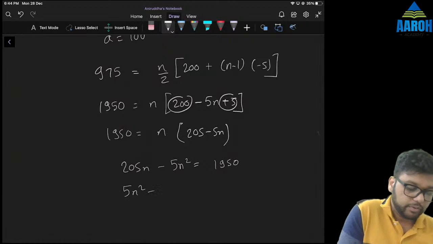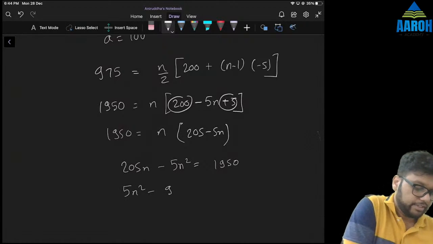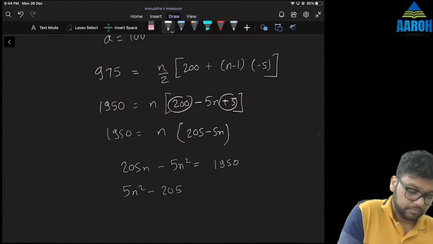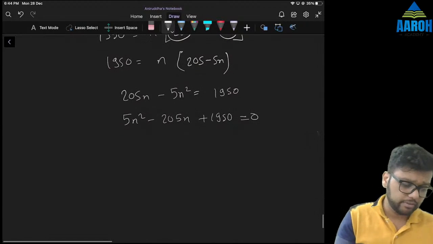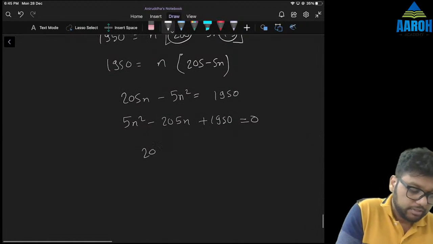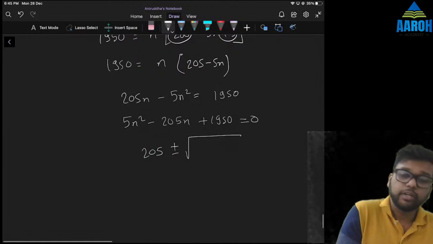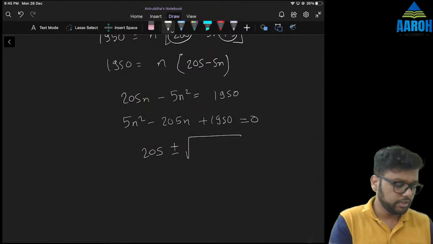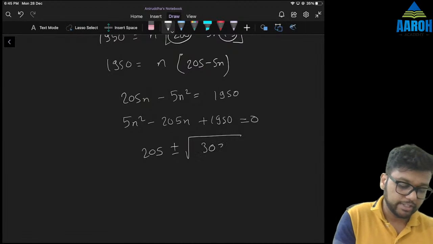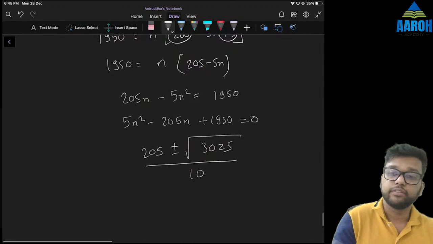That means 5n square minus 205n plus 1950 is equal to 0. So this is a quadratic equation, we can solve it. Minus b plus minus square root of b square minus 4ac. Let's do it on calculator. 205 square minus 4 into 5 into 1950, if we press MRC we get 3025, upon 2a.